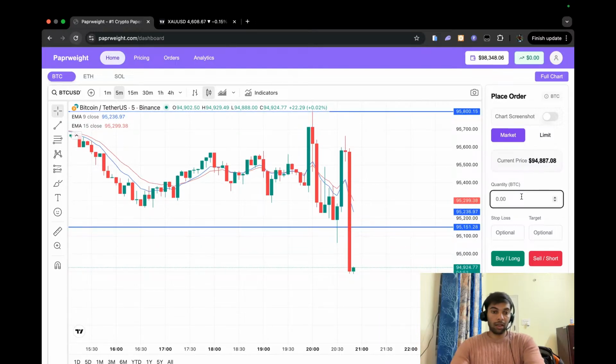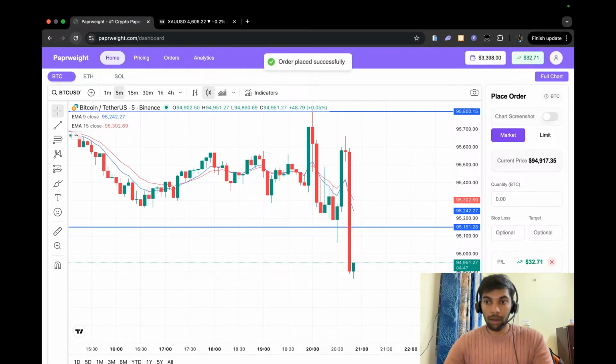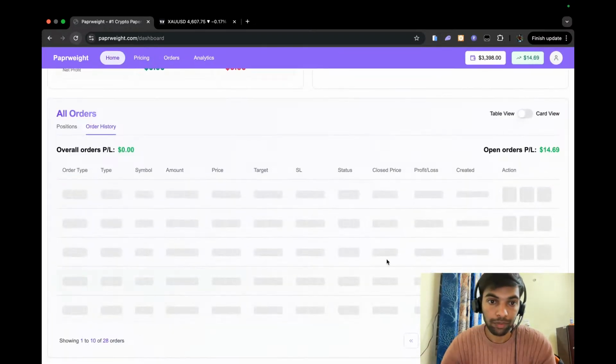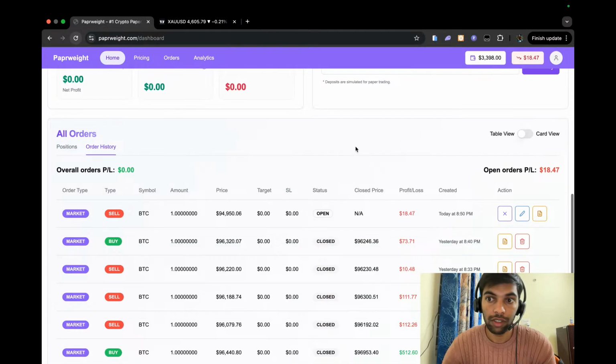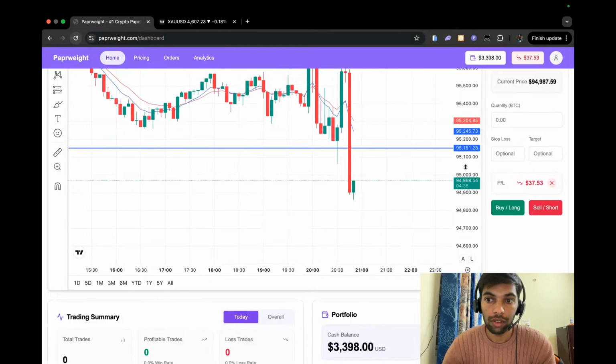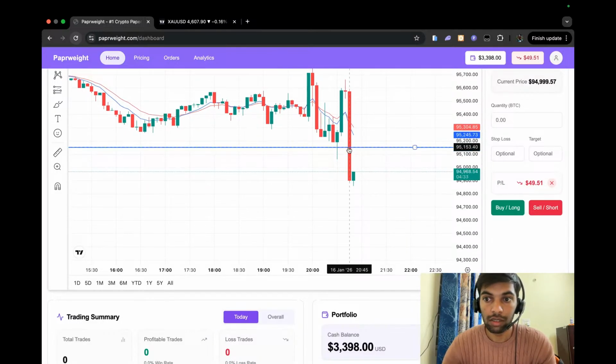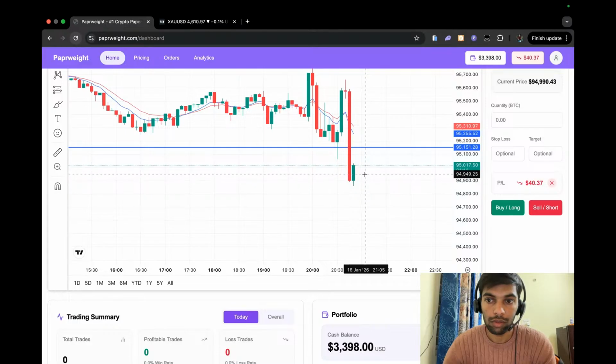So I am punching my trade in the downward direction. I punched my trade in the downward direction. Let's see. So it's 94950, somewhere here.